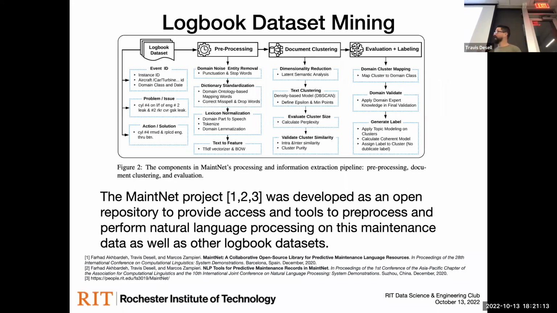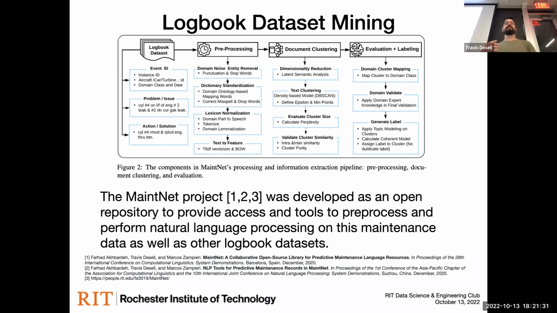So my former student Farhad, who is now back in the Dakotas, set out to do some natural language processing to cluster this logbook data into various different types of maintenance issues, so we could then pull data from the NGA to do a little predictive maintenance.